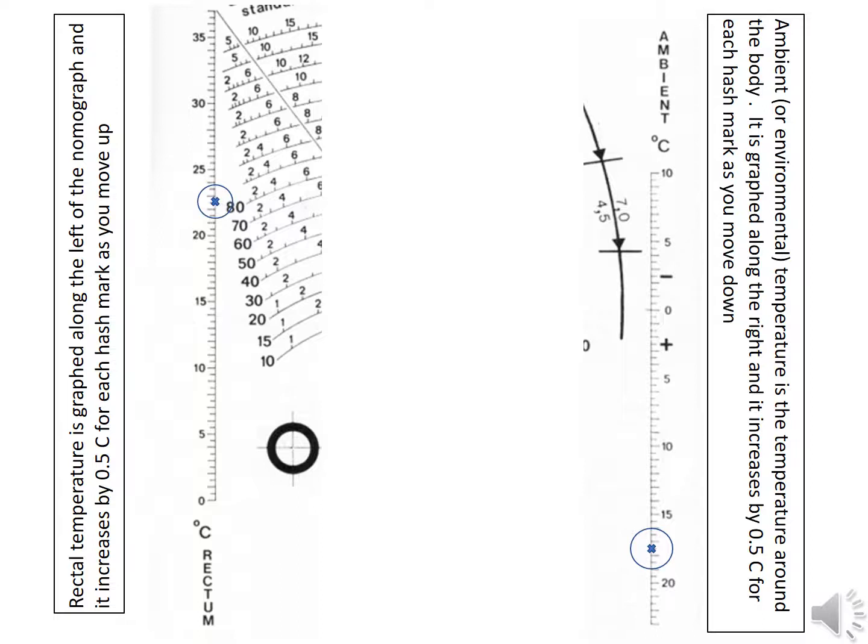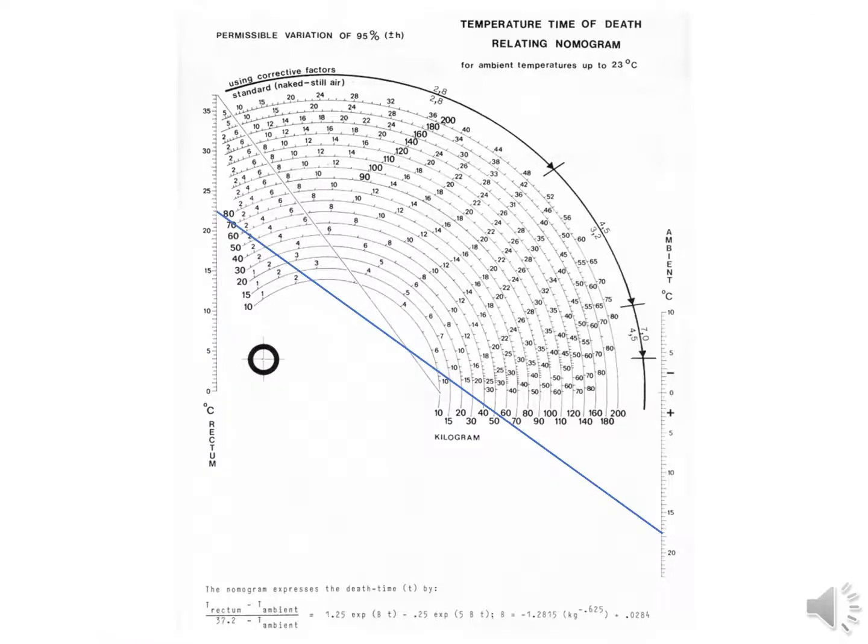So if you find 15, then count each small hash as 0.5. So 15, 15.5, 16, 16.5, 17, and then finally 17.5, right where we show it on the screen. Okay, so when you connect those two dots, we should end up with this line that we see. Notice that it's passing that existing line much further down. So we're going to end up at a further down region in the nomogram.